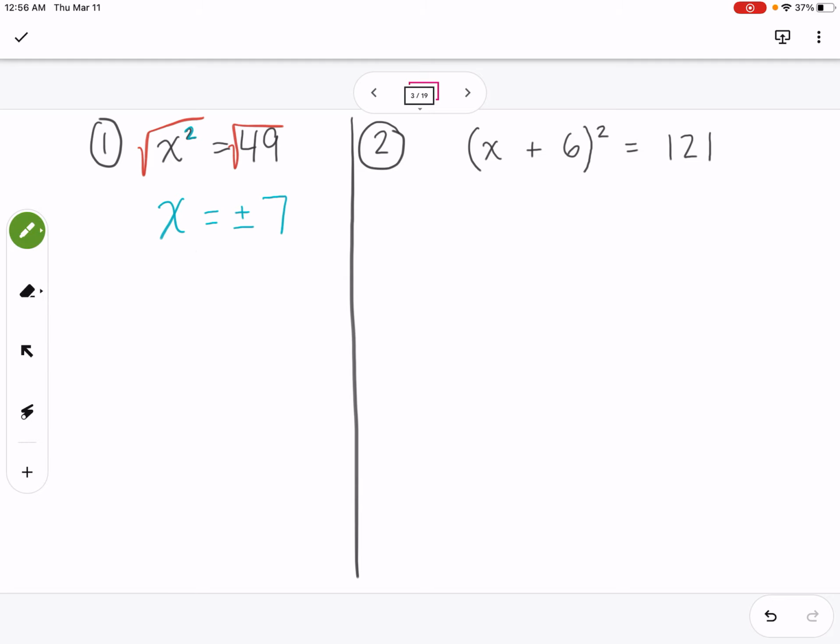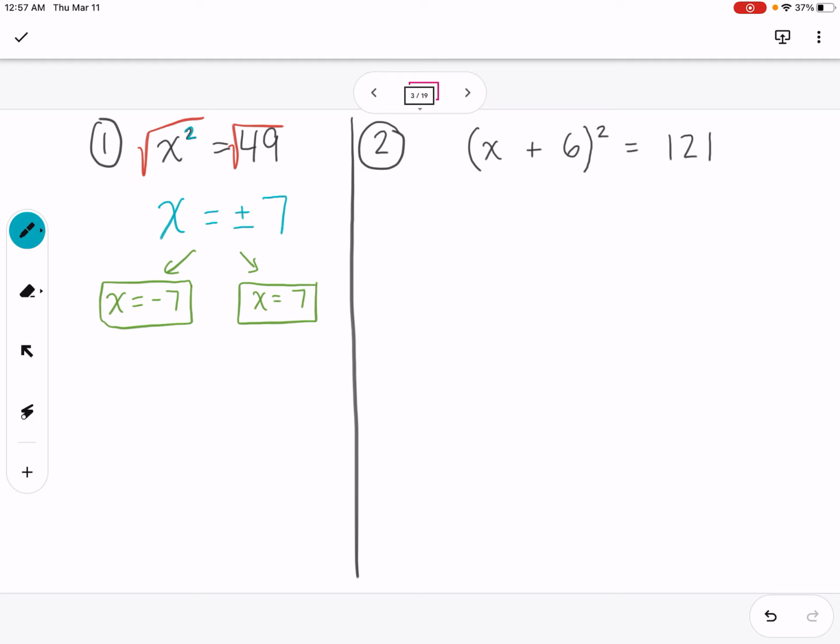And then we take this and we break this into 2. This means x could equal negative 7, or x could equal positive 7. On the quiz, your work should look just like mine: square root, plus or minus, break it into 2.